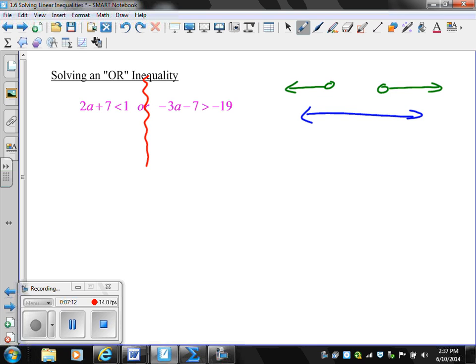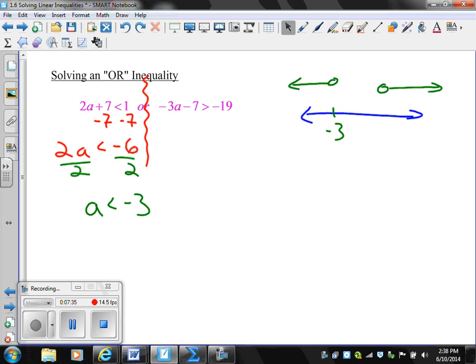Okay, so I'm going to subtract 7. I get 2a is less than -6. I'm going to divide by 2. And I get a is less than -3. So here's my a less than -3 going on right over here. This little ray right here is going to represent that part of the solution.